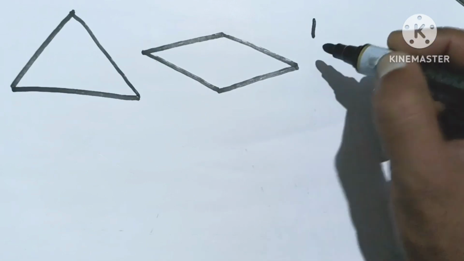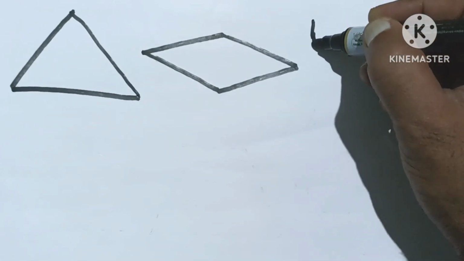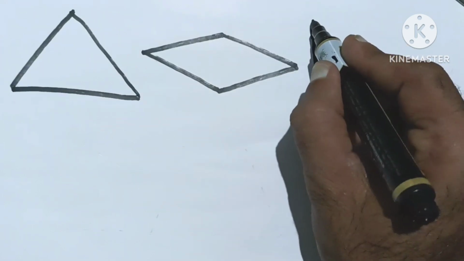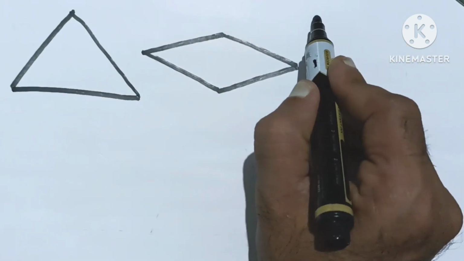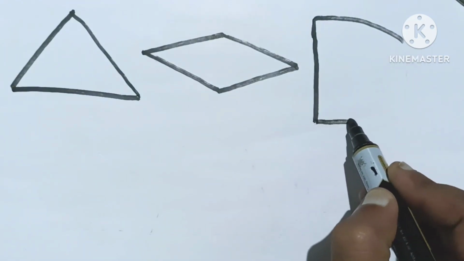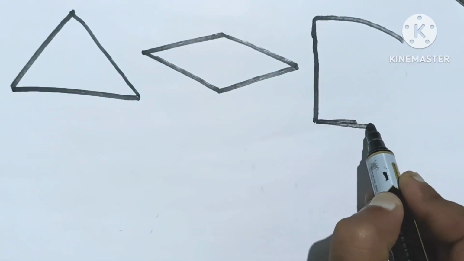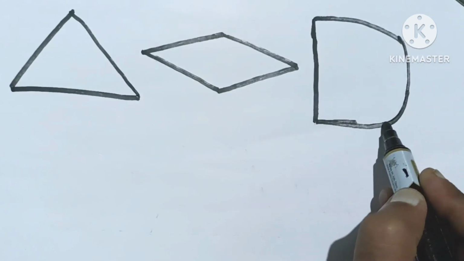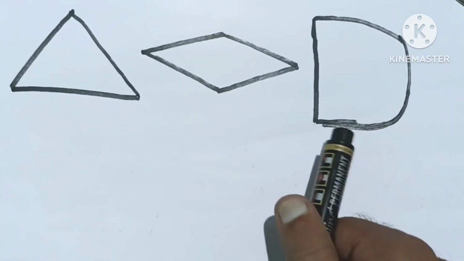Semicircle. Which shape we draw kids? It's a semicircle. We are drawing semicircle. Semicircle kids, semicircle.